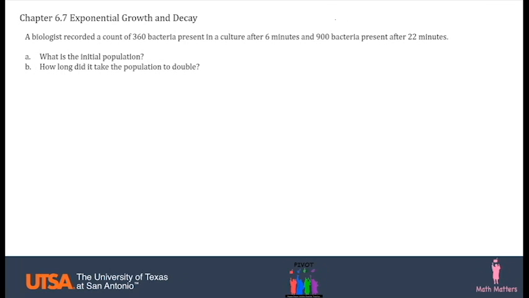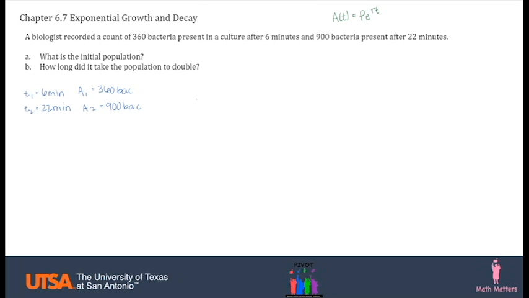So again, we know our general formula is going to be A of t equals P, our initial, times e to the rate times time. So first we want to write down what we have at time 1, which is 6 minutes. Then we have A1, which is 360 bacteria. Then at T2, which is 22 minutes, we have A2, which is 900 bacteria.